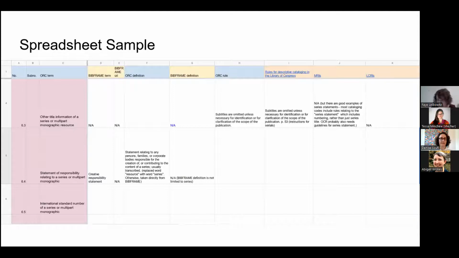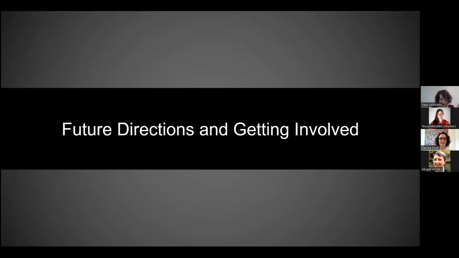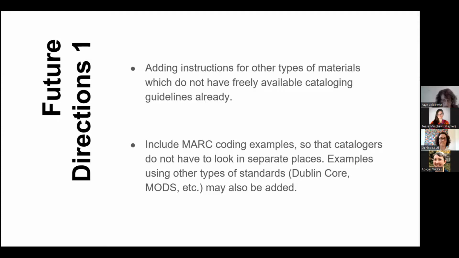Okay, and then future directions for a project involve adding instructions for other types of materials which do not have freely available cataloging guidelines already, including MARC coding examples so that catalogers do not have to look in separate places. Examples using other types of standards such as Dublin Core, MODS, etc. may be added.